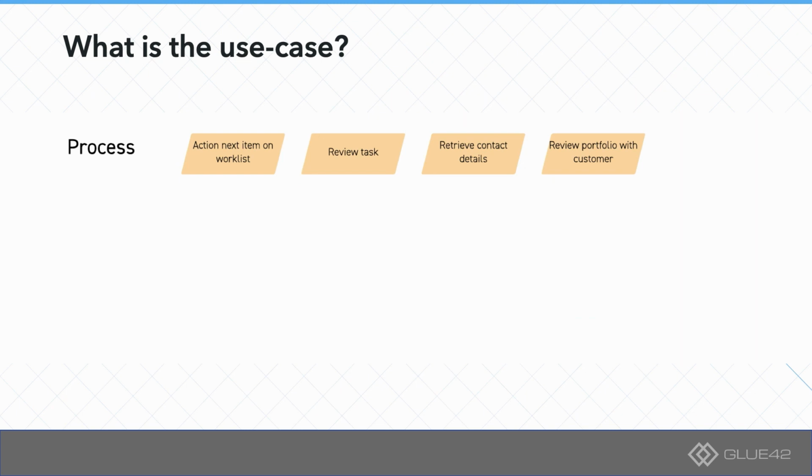So what is the use case? Our process is going to be a user working down a work list and actioning the next item on that work list. They're going to review the task, what they need to do within that item. They're then going to retrieve the contact details of the customer so they can give them a call. And then finally they're going to review the portfolio with the customer.